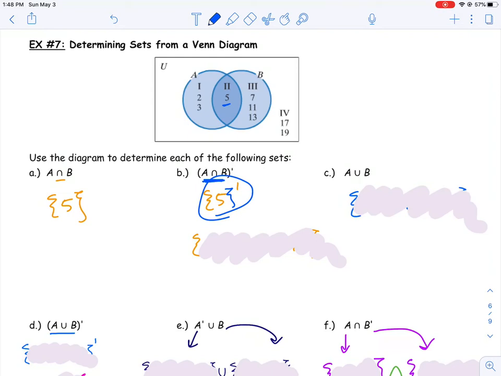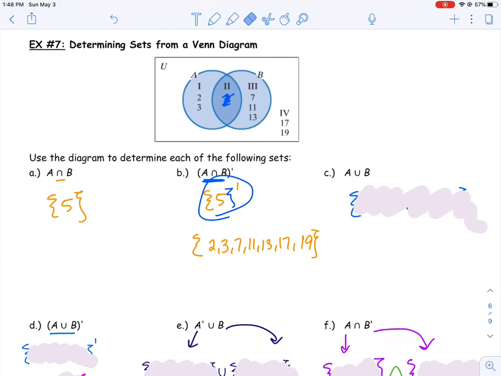So now I want to know for my final answer, what elements are in my picture that are not the number 5? So if I cross off this element, what other elements are in my universal set? Well, I have the numbers 2, 3, 7, 11, 13, and don't forget about 17 and 19. Aren't they part of our universal set? But they're not the number 5? So my final answer would be 2, 3, 7, 11, 13, 17, and 19.